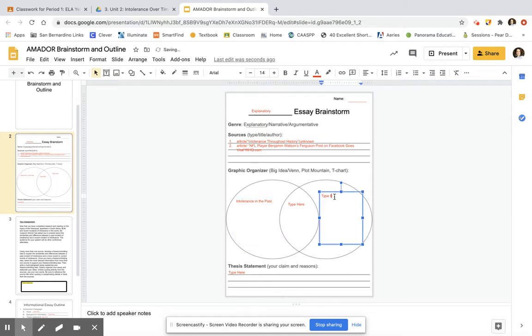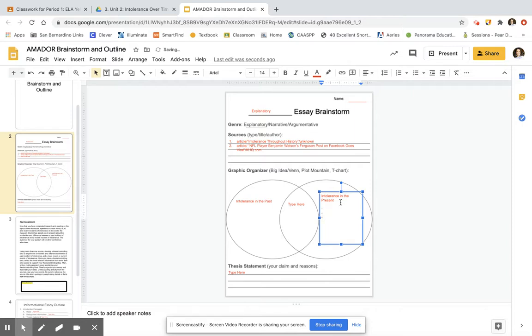This is going to talk about intolerance in the present. And then in the center will be our similarities. So go ahead and pause at this time if you need to catch up. Now on the right-hand side, we're going to list some things that we know about intolerance in the present.